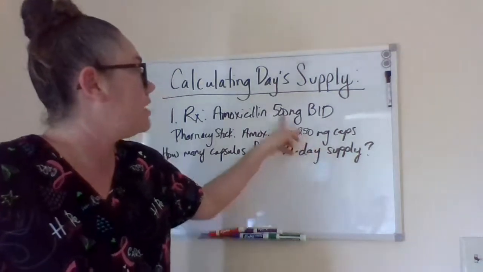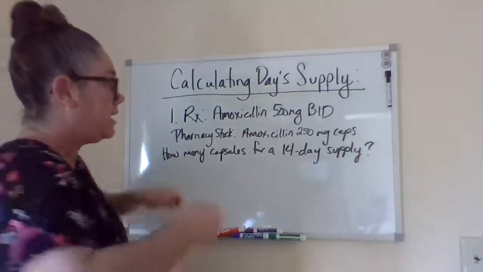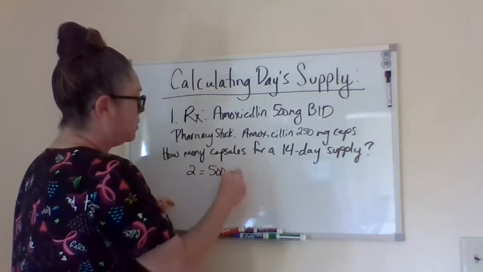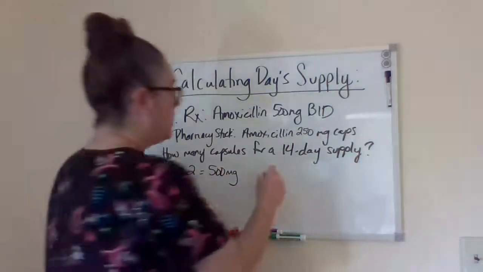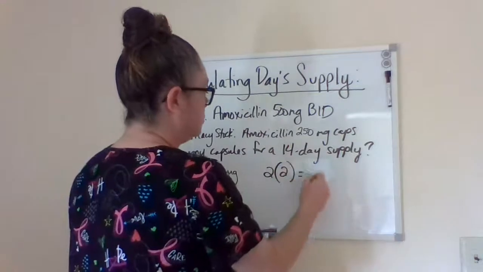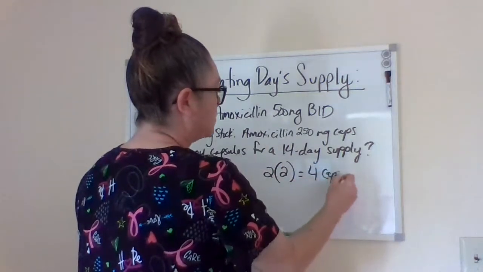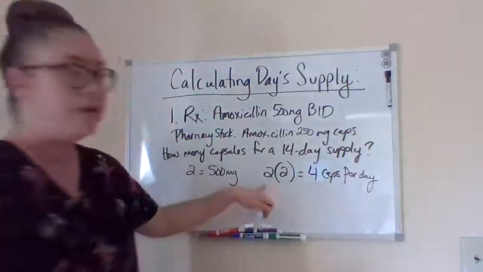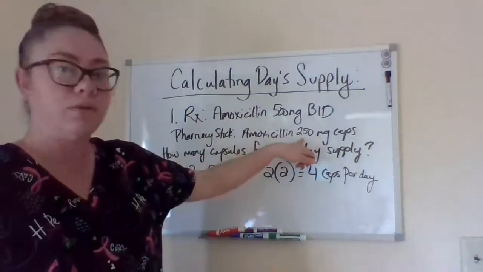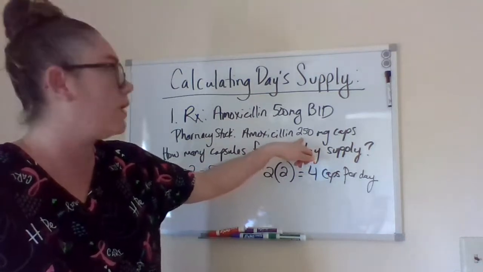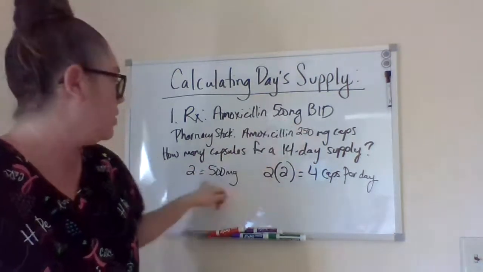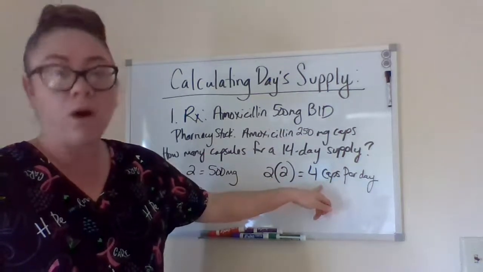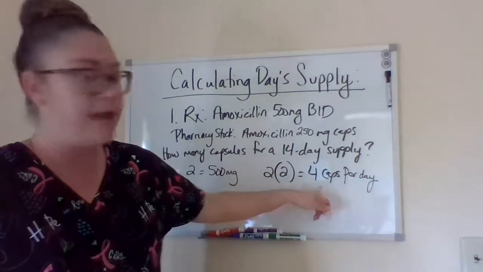Okay, so based off of that, I know that they're going to be taking 2 to equal a 500 milligram dose. Right? So now it's 2 times 2, so they're taking a total of 4 capsules per day. Okay? Because it's not a single dose. All right? They need 250 milligram capsules to make 1 dose. So 2 times 2, because it's BID, they're taking a total of 4 capsules a day.